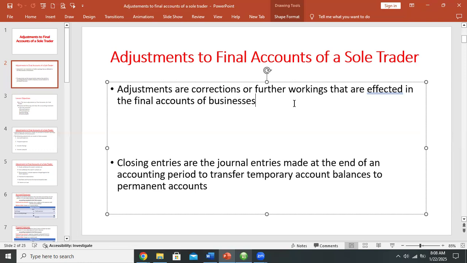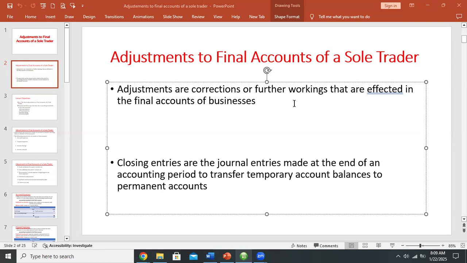Now, however, in making some of these adjustments, you do make closing entries as well. And when you hear of closing entries, they are journal entries we make at the end of the accounting period to move balances from temporary accounts to permanent accounts.